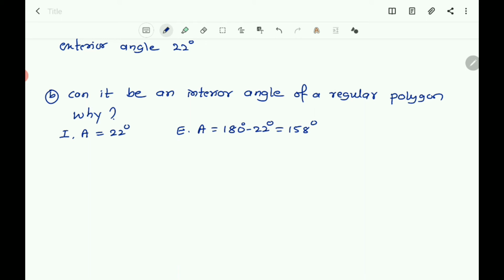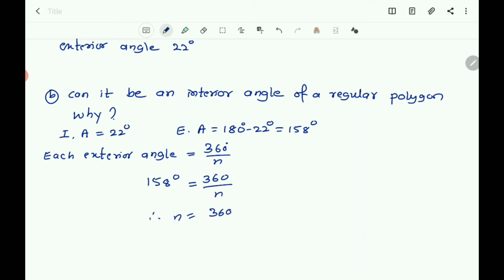So take each exterior angle equals 360 degree by n. So what is the exterior angle here? 158 degree. That is 158 degree is equals to 360 by n. Therefore, n is equals to 360 by 158. So try to divide it.